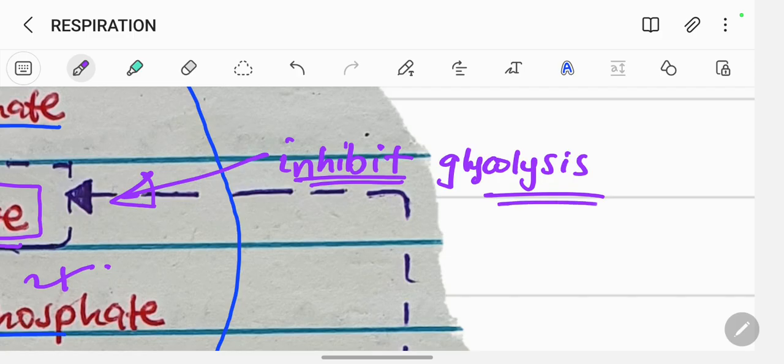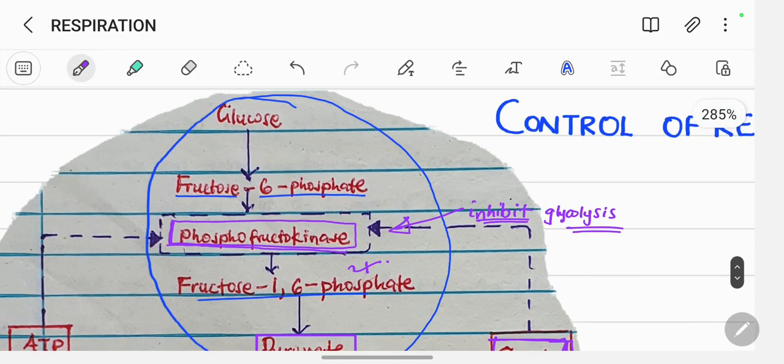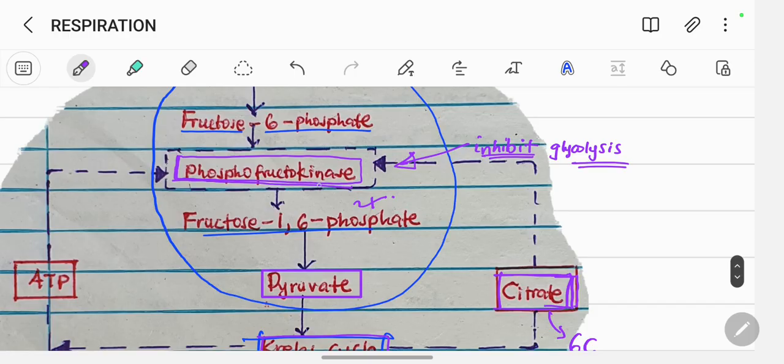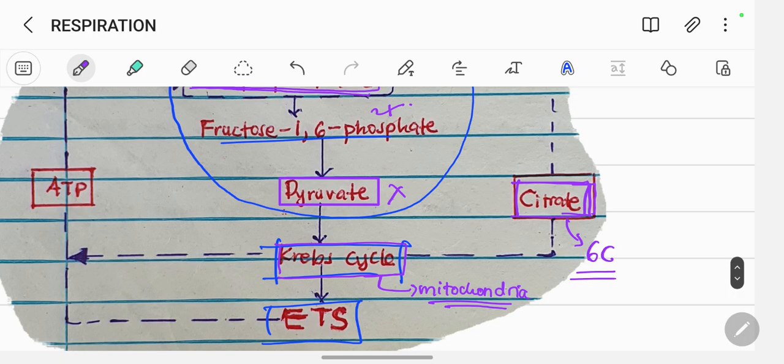Now, as we inhibit glycolysis, there is no more glycolysis going to occur, no more pyruvate, so no more Krebs cycle. Are you seeing that? So the citrate concentration will go on decreasing like that.